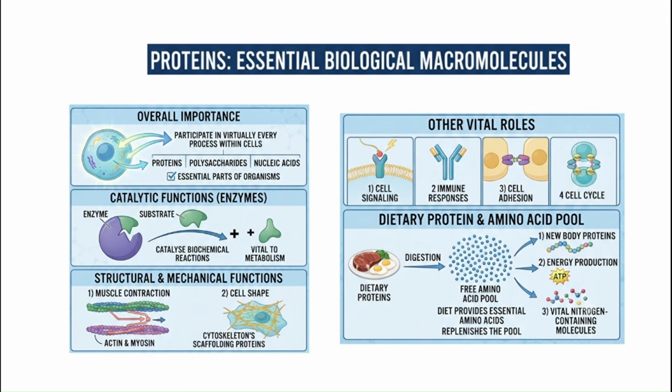In animals, proteins are needed in the diet to provide the essential amino acids that cannot be made. Dietary proteins are digested into amino acids to replenish the body's free amino acid pool, which is mostly used to make new body proteins, but is also critically important for energy production and to make other vital nitrogen-containing molecules.